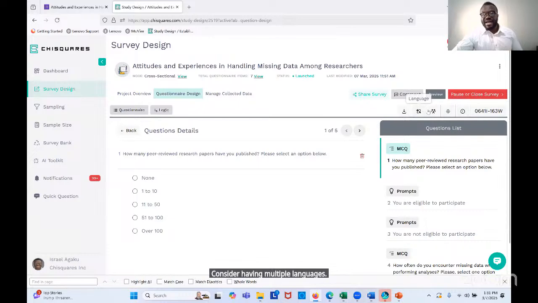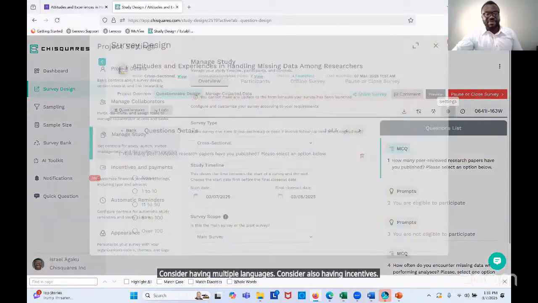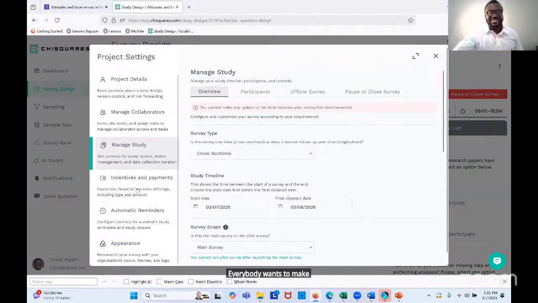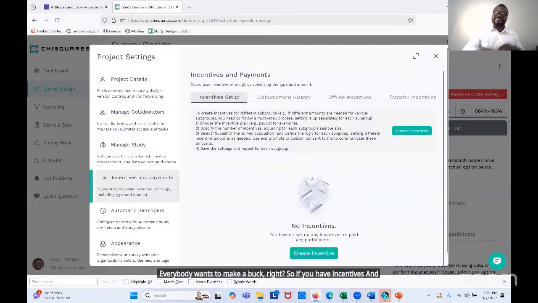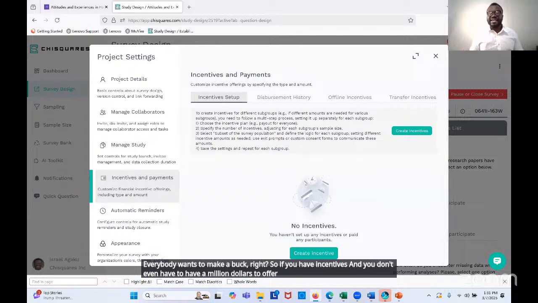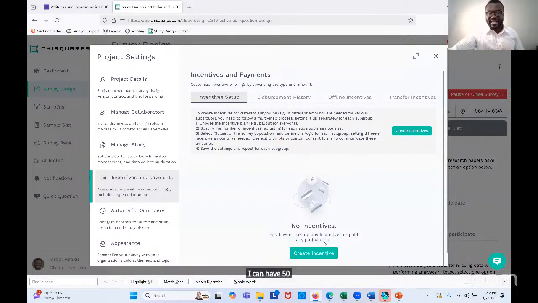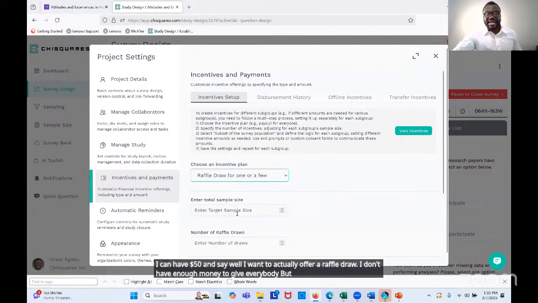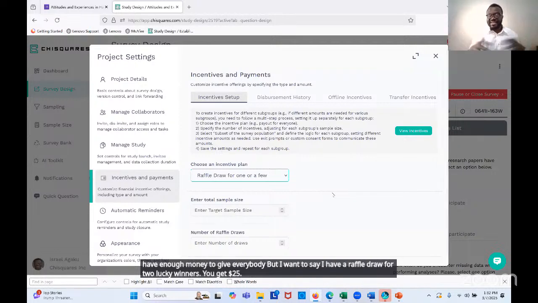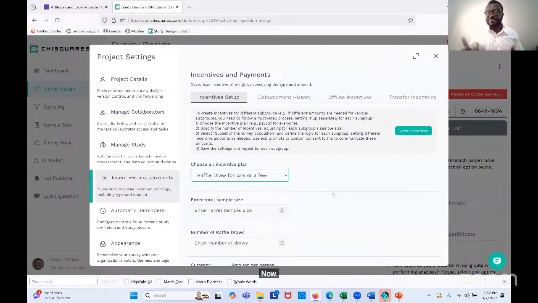Consider also having incentives. Everybody wants to make a buck, right? You don't even have to have $1 million to offer incentives. I can have $50 and offer a raffle draw. I don't have enough money to give everybody, but I can say I have a raffle draw for 2 lucky winners, and you get $25. That will still improve response rate and reduce the risk of missing values.